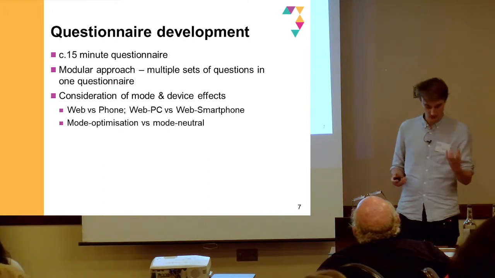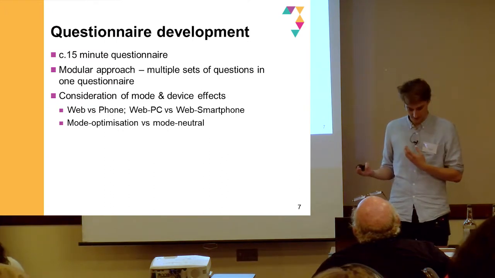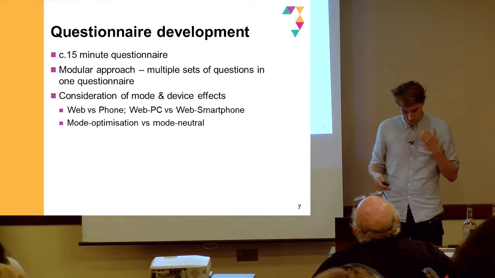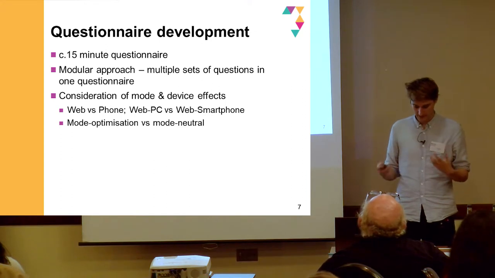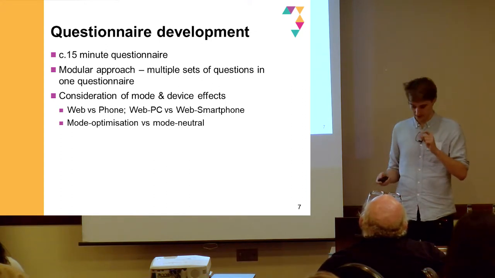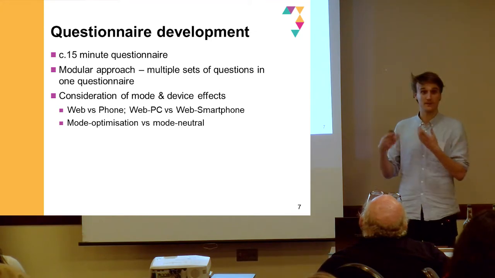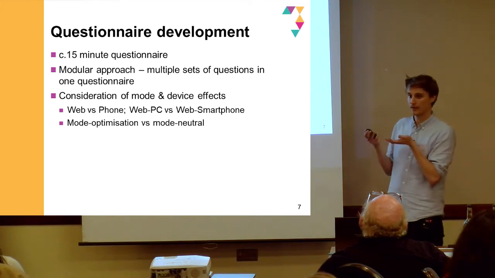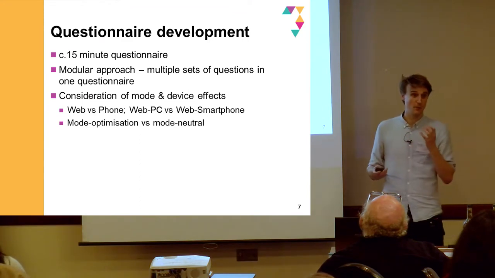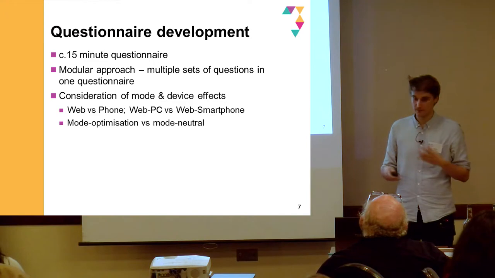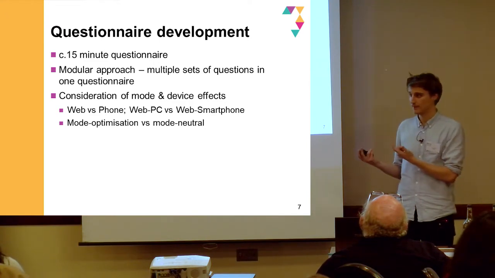For example, is it a new question, or is the aim to make it comparable with something that's been asked in the past? We might want to take a mode optimization approach, designing different versions of the questions so that they are optimised to a given mode. For example, we might not use grids on a smartphone but continue to use grids on a normal PC survey. Alternatively, we might go for a more mode-neutral approach, which would involve designing the question in a way to minimise the different effects between different modes.